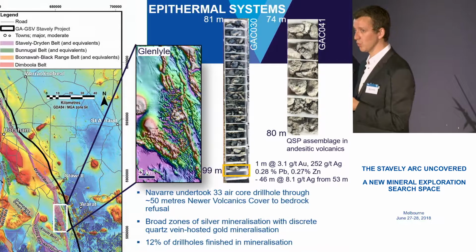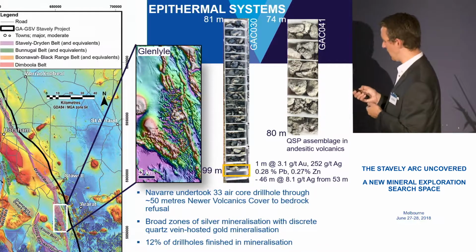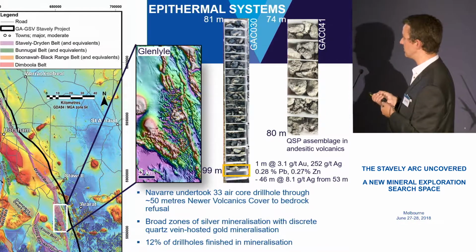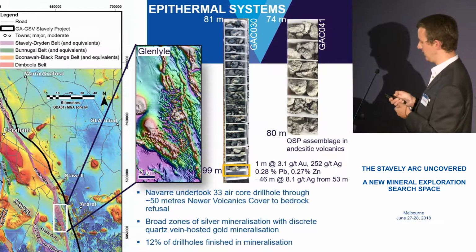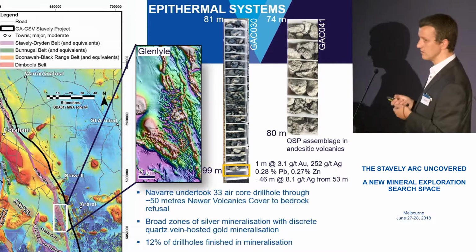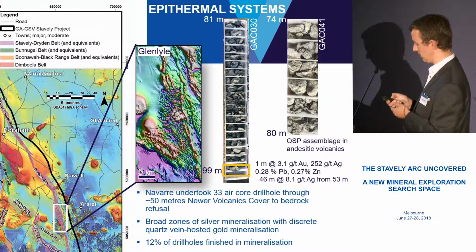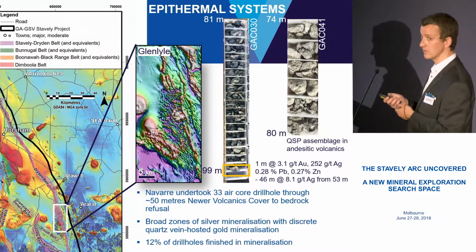And what they reported were broad zones of silver mineralisation associated with discrete smaller intervals of quartz gold mineralisation. 12% of the drill holes finished in mineralisation, with also enrichment in lead and zinc. And the alteration assemblage there was reported as quartz sericite pyrite that was hosted by andesitic volcanics.